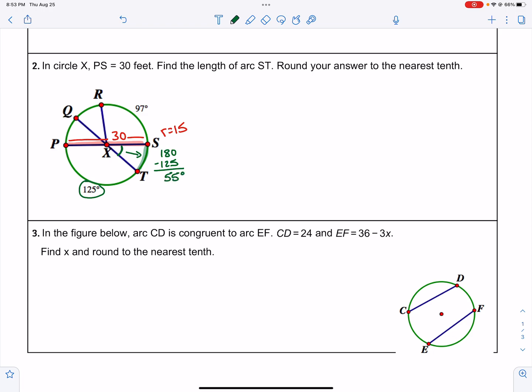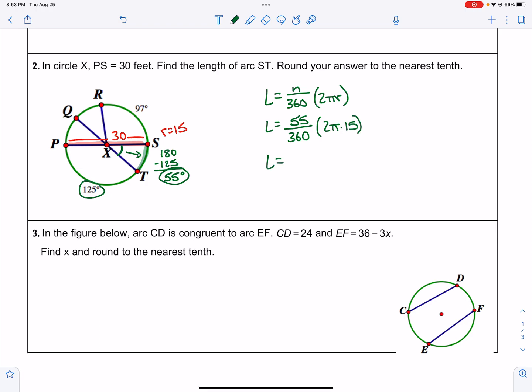So now we can set up our formula. So arc length equals n over 360 times the circumference, which is 2 pi r. Or you could have done pi times diameter. That would also be fine. N is that central angle we had to figure out. So that was 55, since it corresponded with arc ST that we're looking for. And then 2 pi times the radius, which was 15.